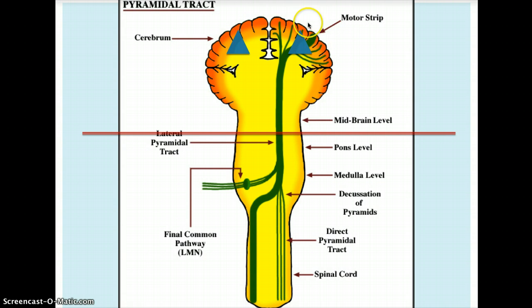Pseudobulbar palsy is when a lesion occurs up here, these first order neurons, before they synapse at the cranial nerve nuclei. Anything in this area. When a lesion occurs down here, this is where we'll see bulbar palsy, which is often confused with pseudobulbar palsy because despite their differences, there are a few shared characteristics.